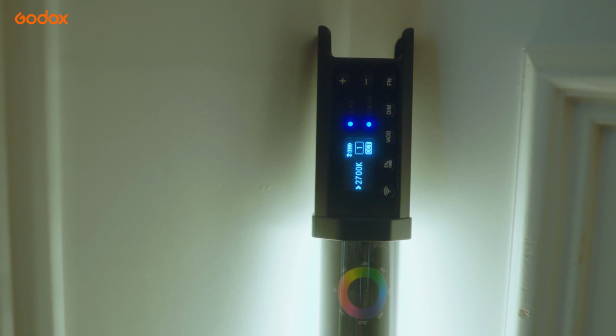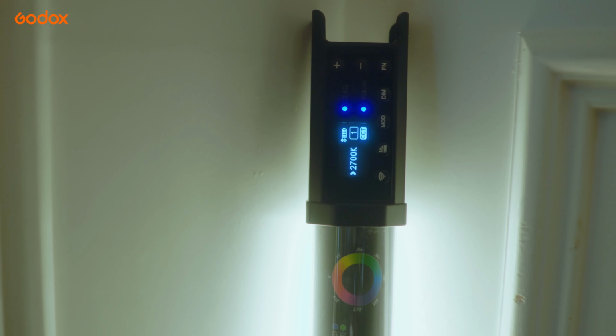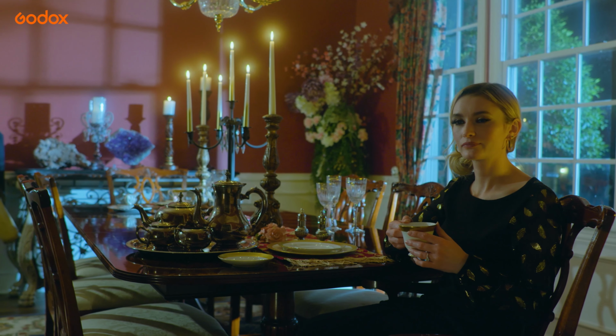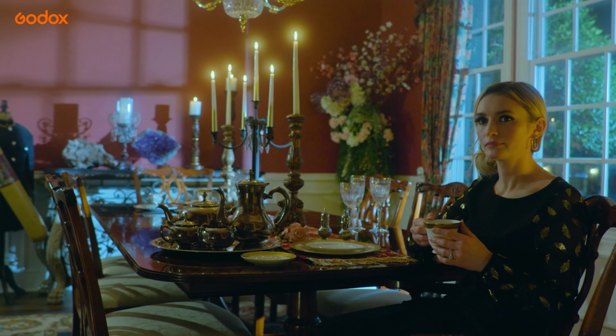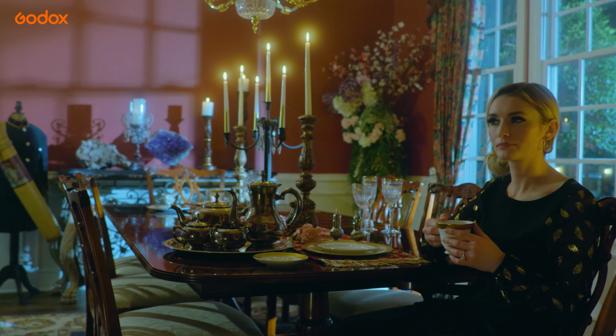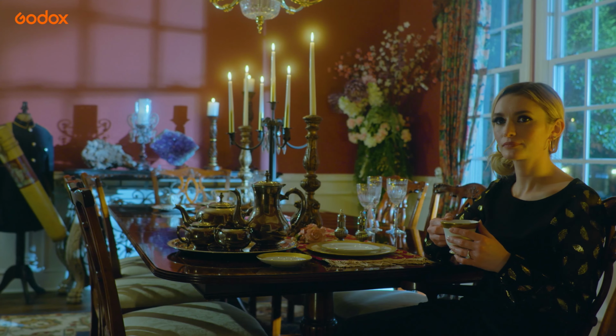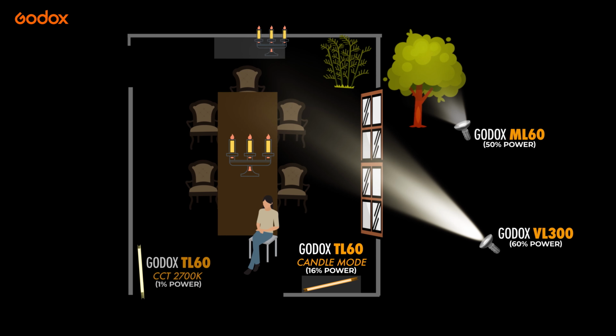of the foreground props. I used the CCT function of the light to change the color temperature to 2700K so that the light appears softer and slightly yellow in color. This helps lighten up her skin tone from the warmer orange light that is cast by all the other candle light from around the room. This light was set at 1% power.